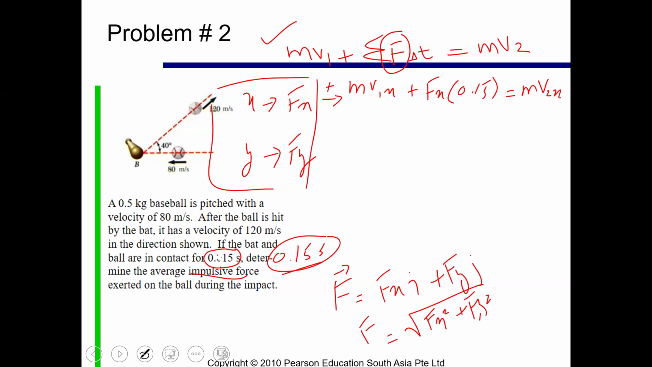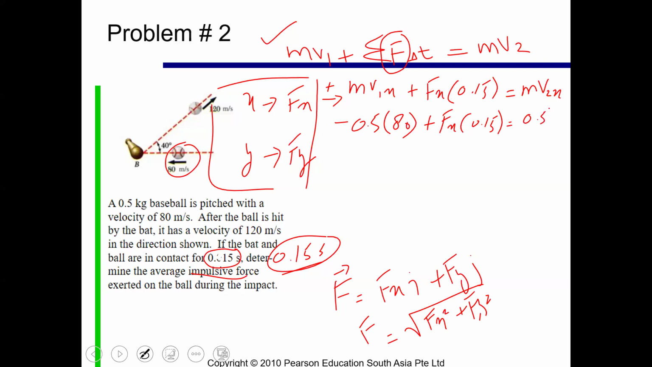What is the value of mass, students, here in the problem? 0.5. 0.5. What is V1x? V1 is this. What is V1x? 80, right? But remember that it is going into the negative x direction. So it should be negative 0.5 into 80. V1x is 80. Plus fx, you do not know. Time is 0.15 provided. m is again 0.5.